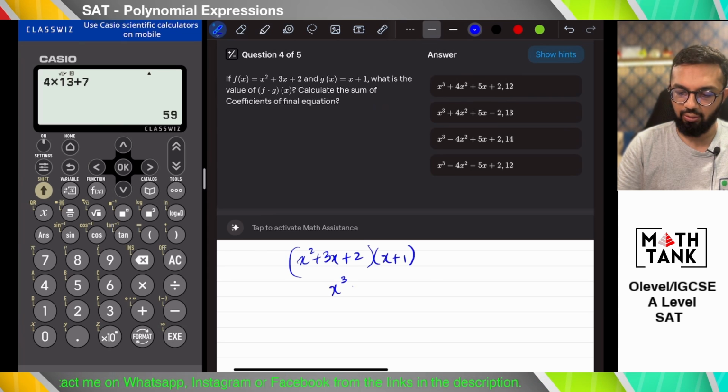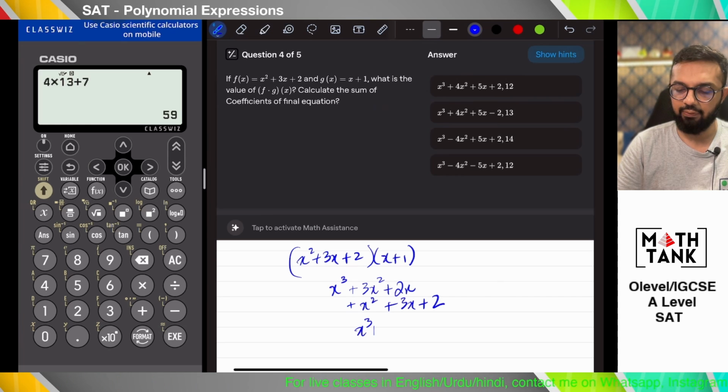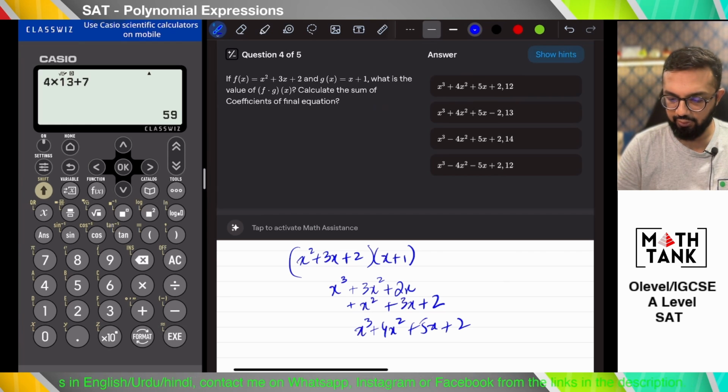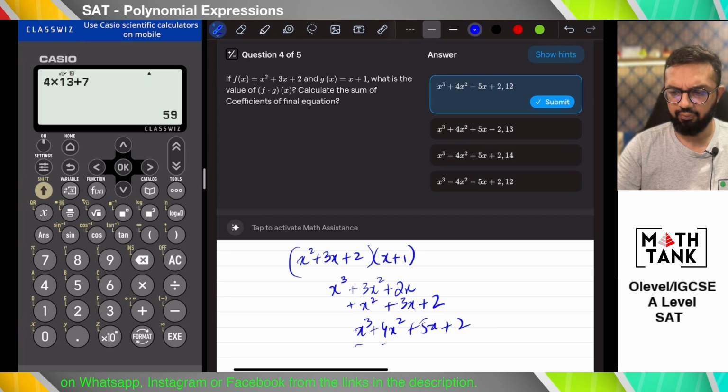So I get x cubed plus 3x squared. I'm first multiplying everything with x. So I get x cubed plus 4x squared plus 5x plus 2. And what is the sum of the coefficients? I think that's 13, 12, not 13.